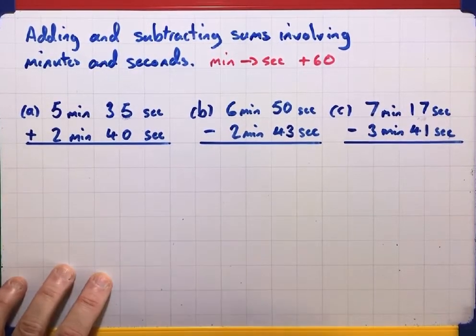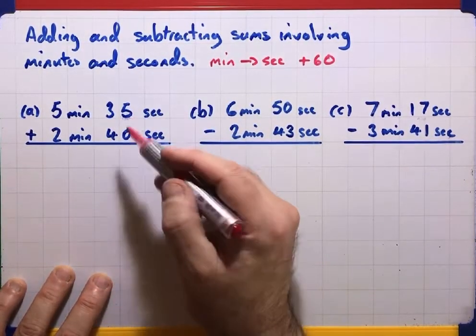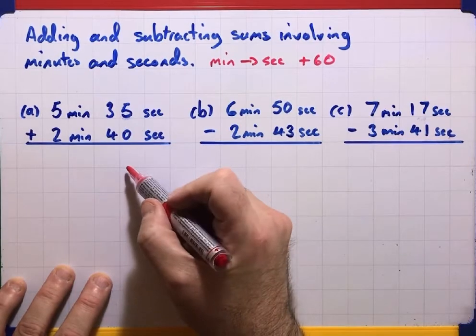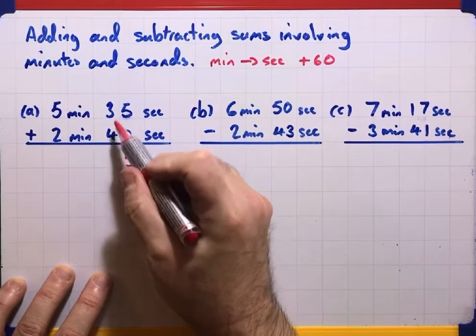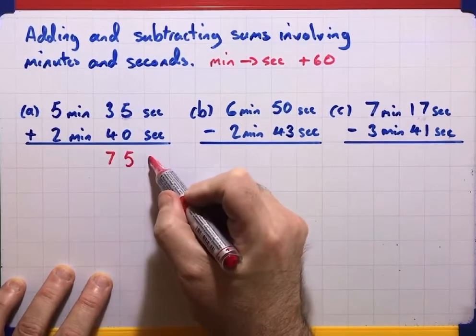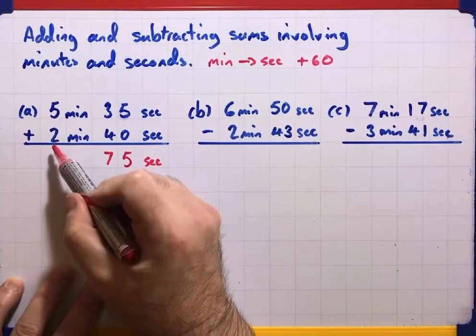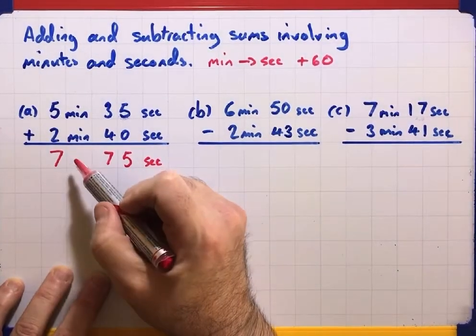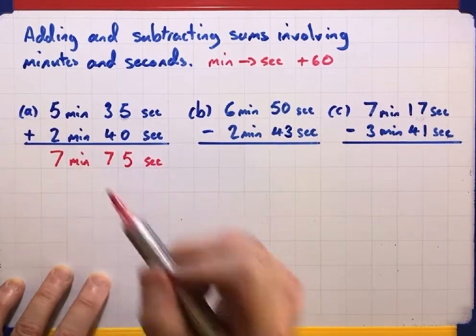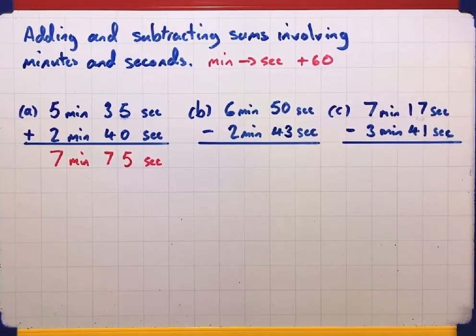Again, this difference from the decimal method can cause problems if you're not careful. So let's have a look at this one here. We're adding here with the first bit. So what I would do, as before, we've got 5. 3 plus 4 is 7. 5 plus 2 is 7. So that gives us 5 minutes and 75 seconds.